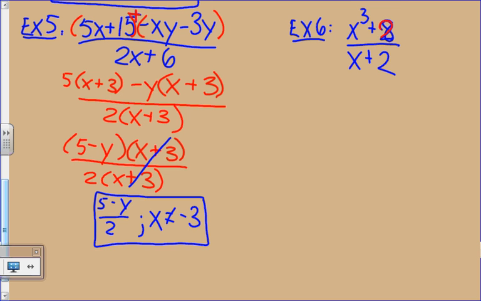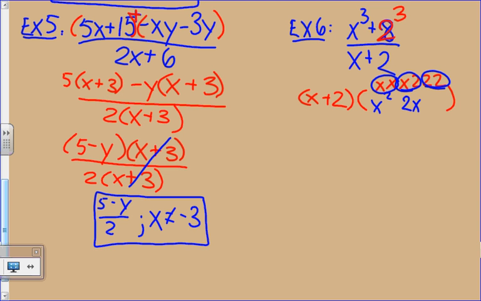So what's the pattern? What drops down? x and plus 2. So exactly what it looks like without the square. And then how many times are you going to write it out? x, x, x, 2, 2, 2. So you go x and x, x and 2, and 2 and 2. Write it down. x squared, 2x, and 4.